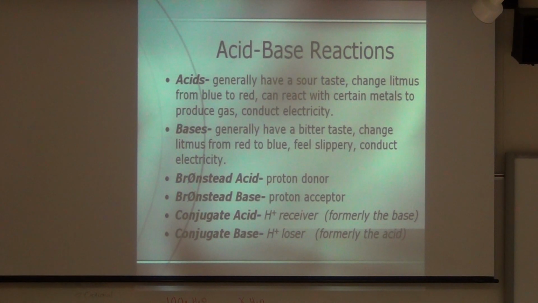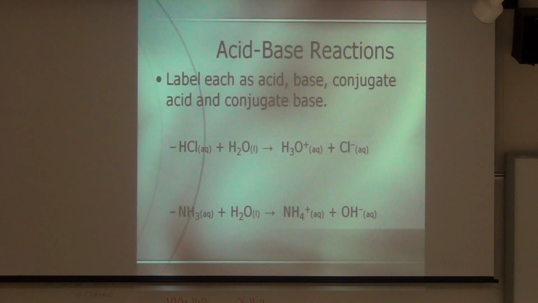So the acid is going to be the guy that donates the proton with an H plus ion. The base is going to be the guy that takes the proton. The conjugate acid is going to be what we have after we've accepted that proton. And the conjugate base is going to be what we have after we've given up that proton. So your acid and base are going to be your reactants, your conjugates are going to be your products.